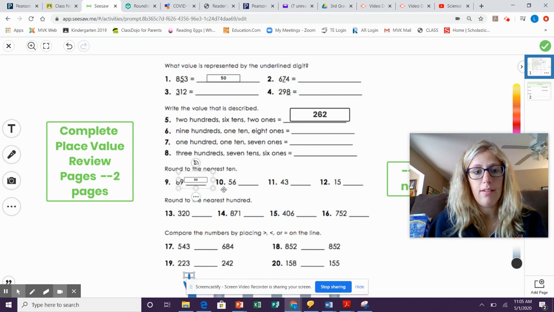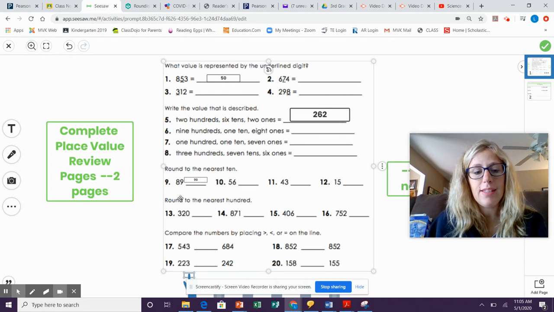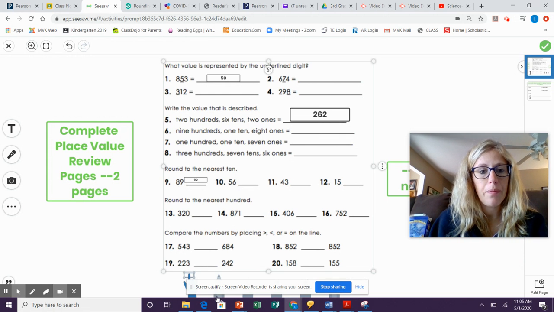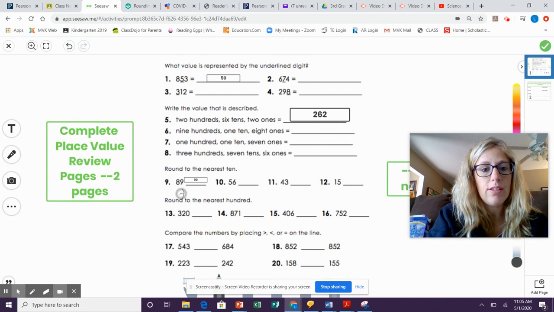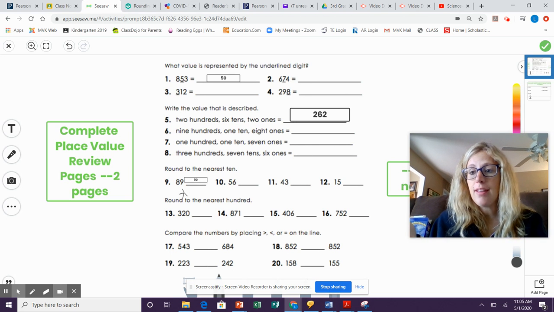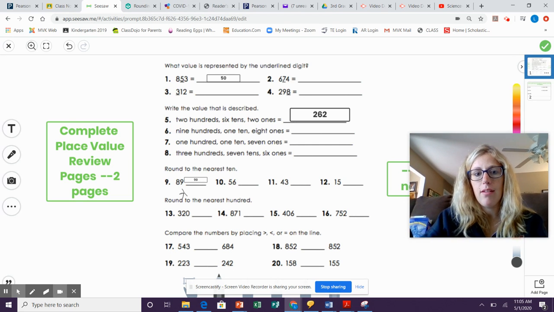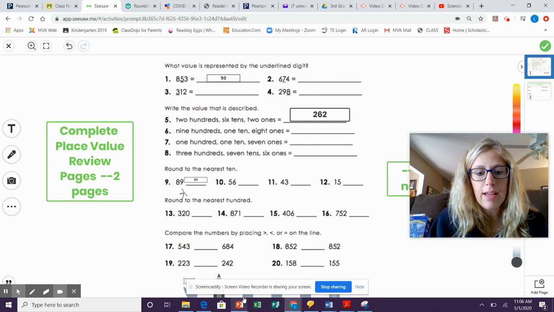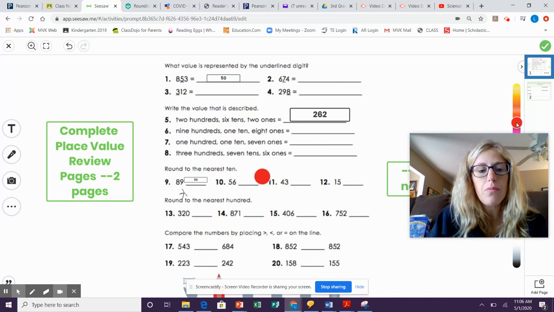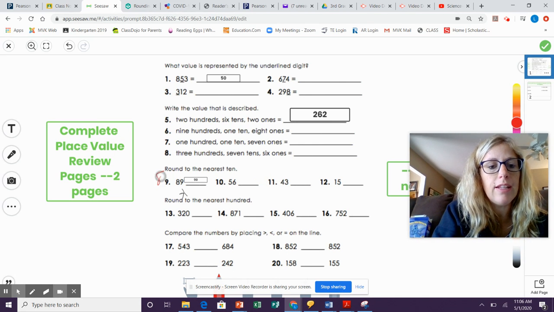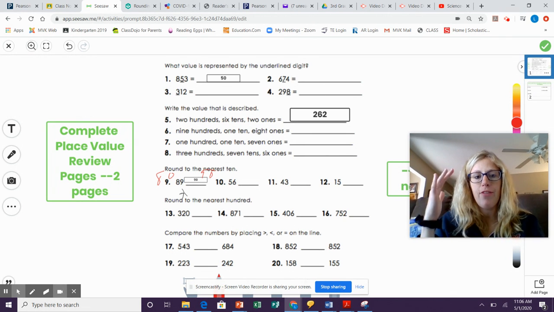right there. And anytime this digit right here, right next to it, is 5 or higher, that means it's going to bump up to the next 10. I remember in class we used to say 89 is in between 80 and 90, to kind of get that visual.